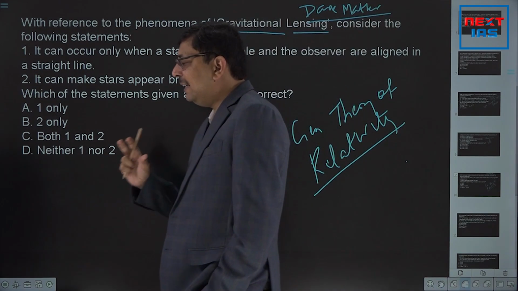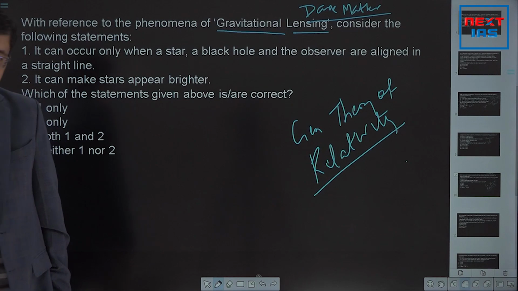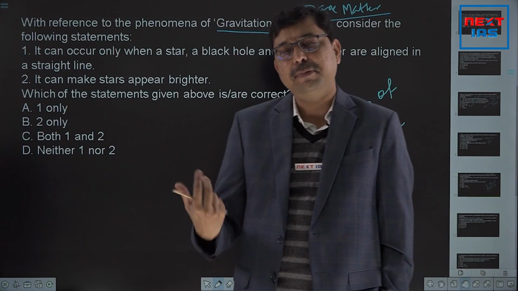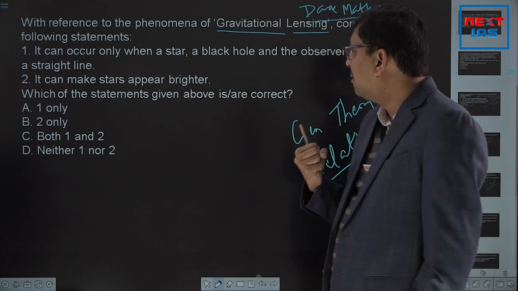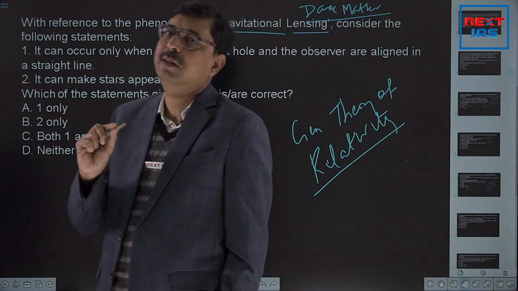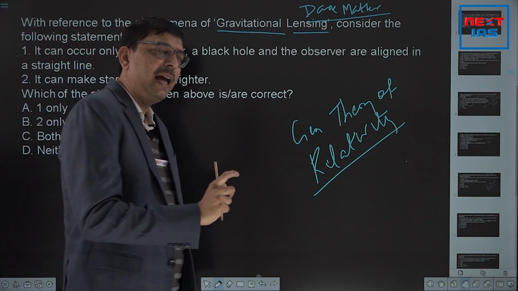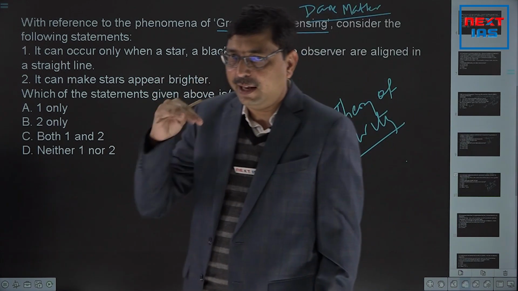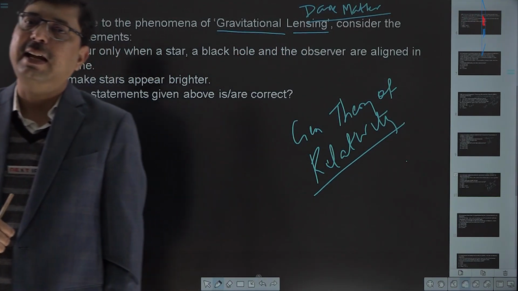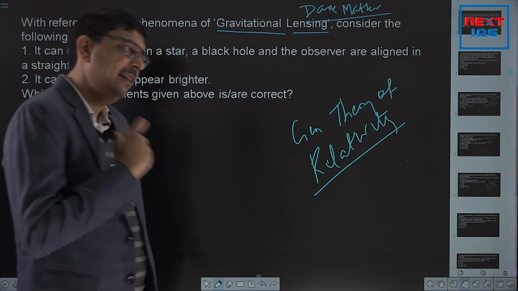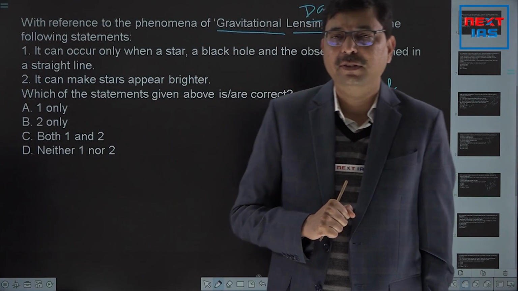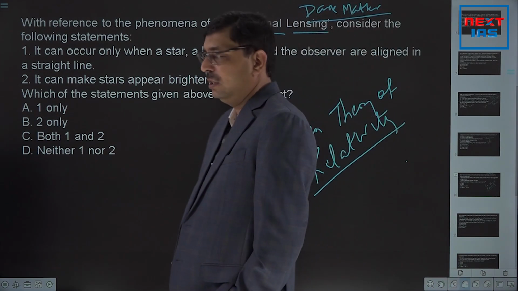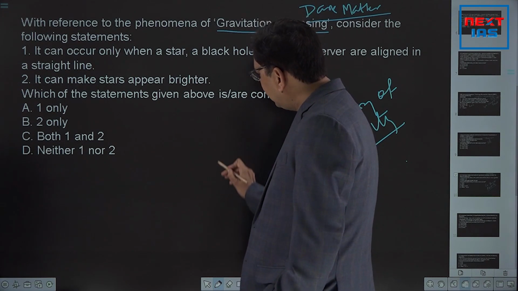Basically, gravitational lensing is nothing but the bending of the light by the matter, which matter? Obviously black holes. So, when black holes or any form of matter causes the light to bend, that is what we call gravitational lensing, and gravitational lensing is a very strong evidence in support of the general theory of relativity. So, this is one concept you have got about gravitational lensing.